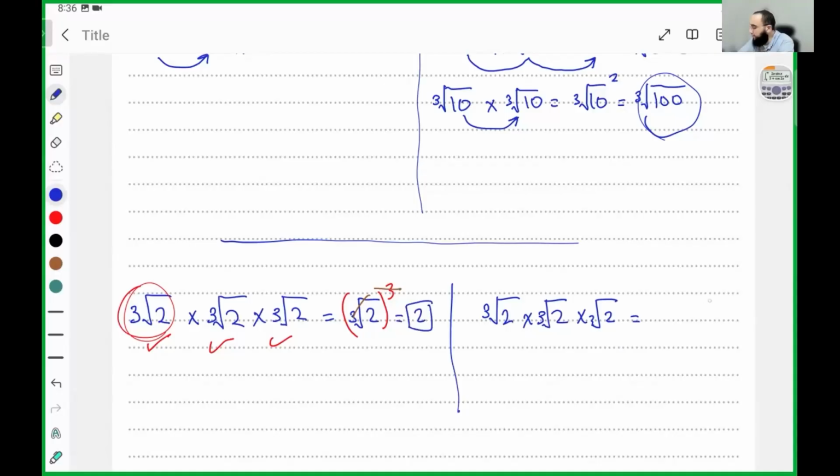But here, I write only one root, like that, and then I'll multiply the numbers inside the same root, without any powers. 2 times 2 times 2 is 8. Then it's the cubic root of 8, which is 2. The same. Both are correct. You can do it either way.